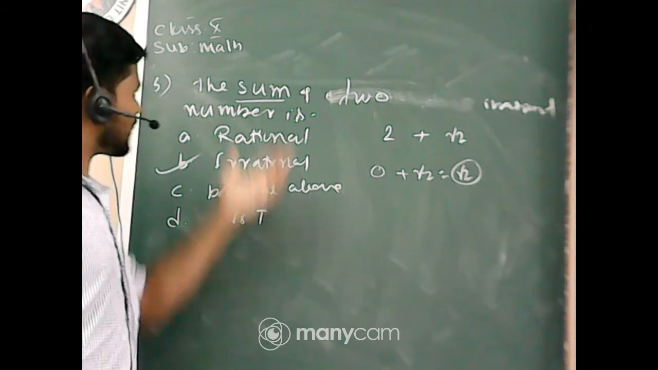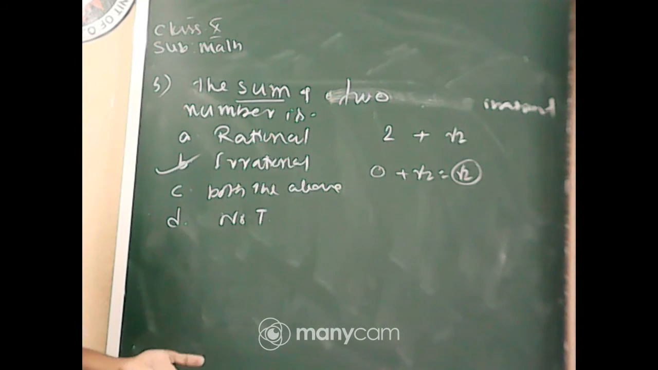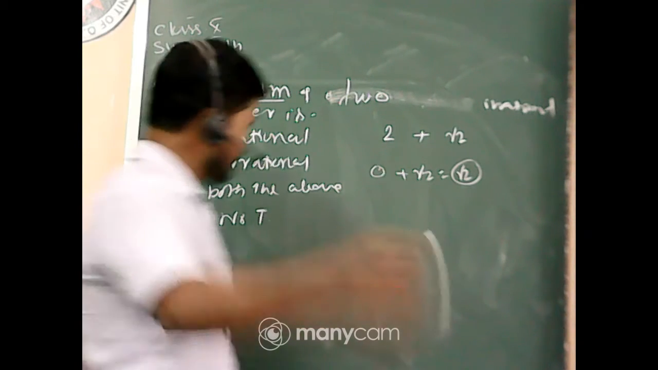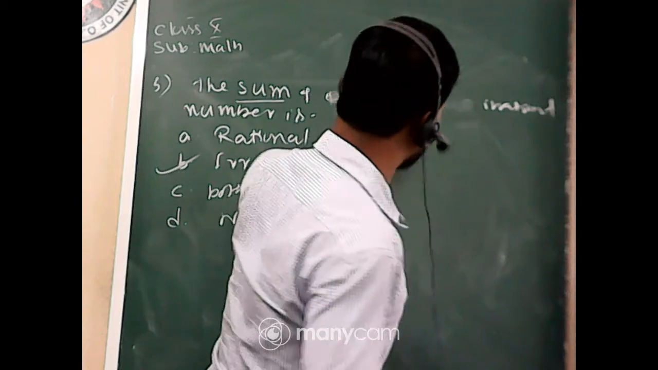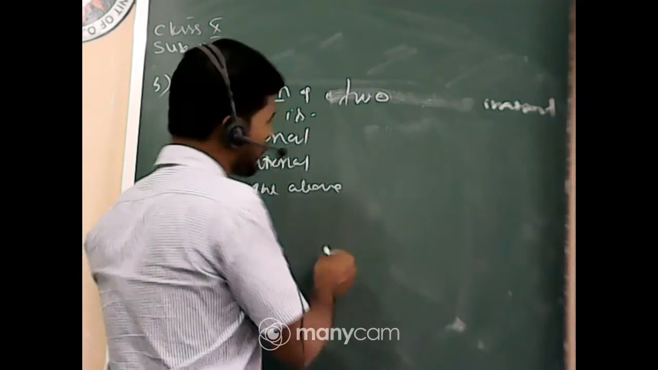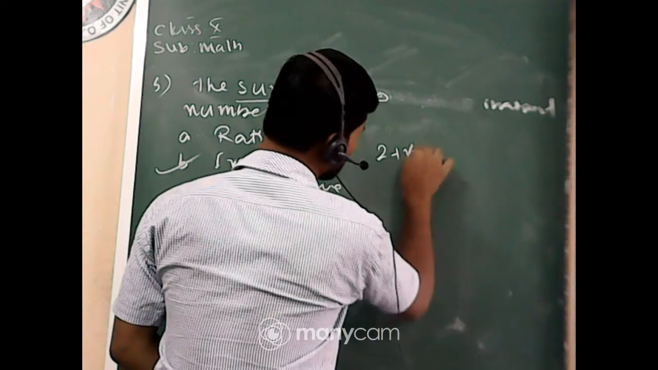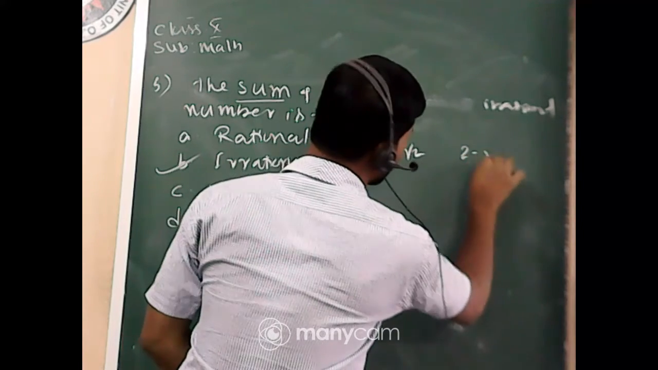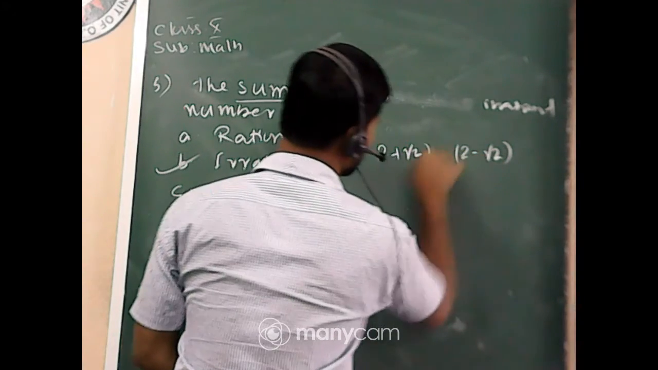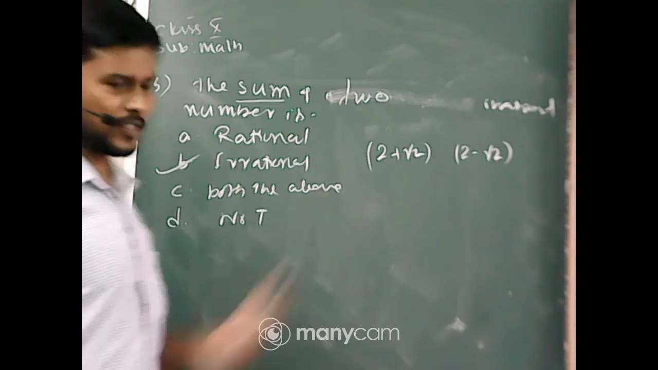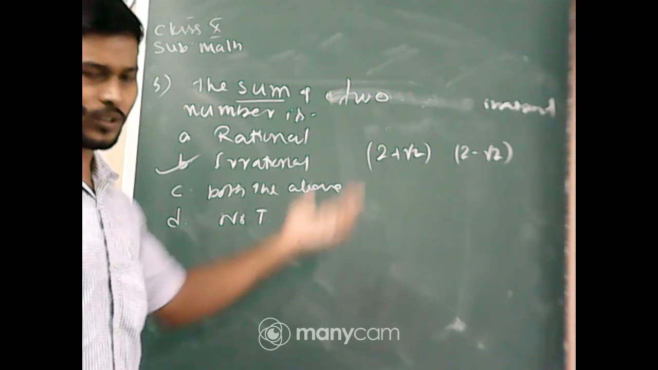In that case, the result may be a rational number or maybe an irrational number. I am giving you an example. Suppose we consider two numbers: one is 2 plus root 2 and the other is 2 minus root 2. Both are irrational numbers.